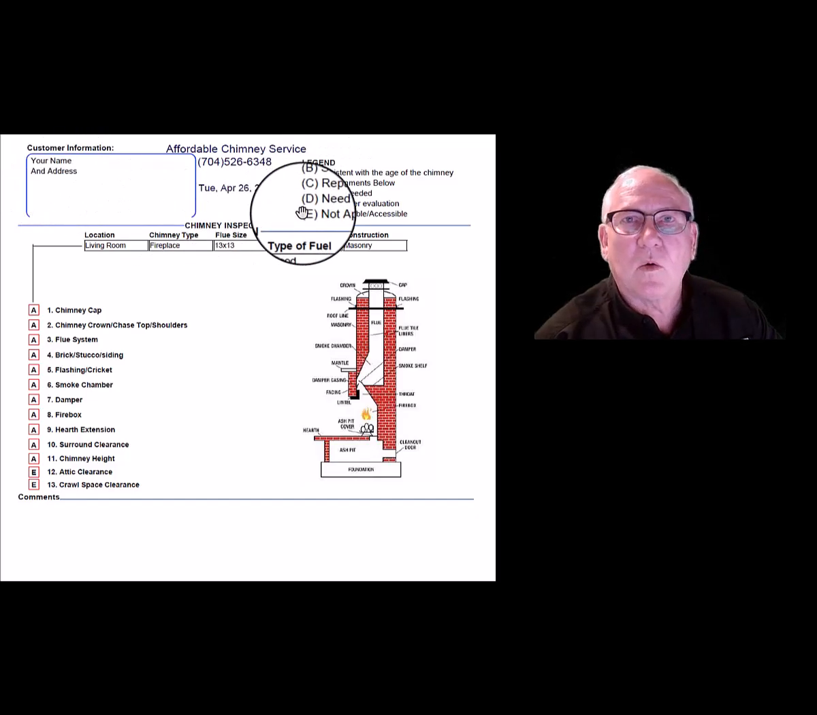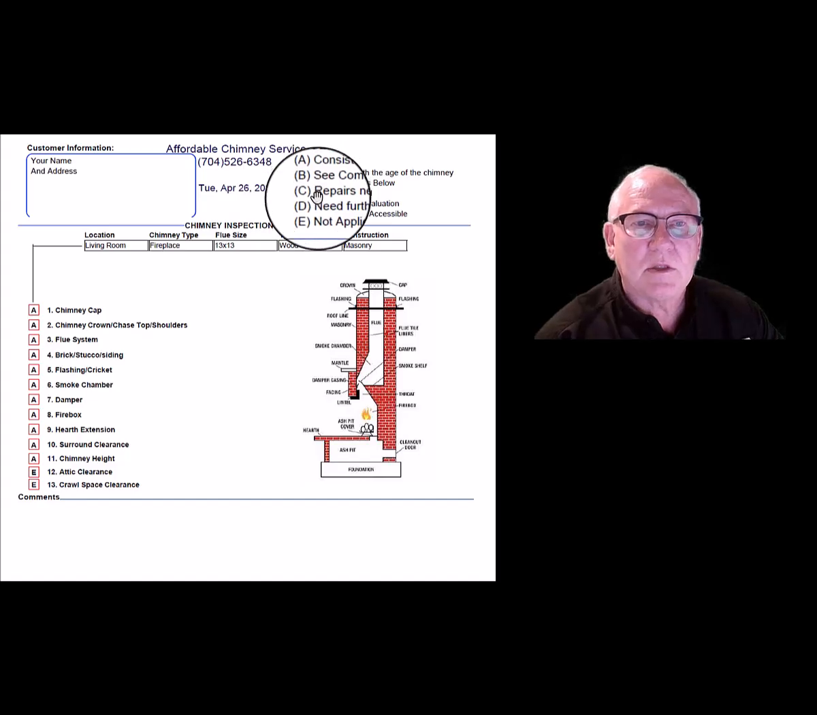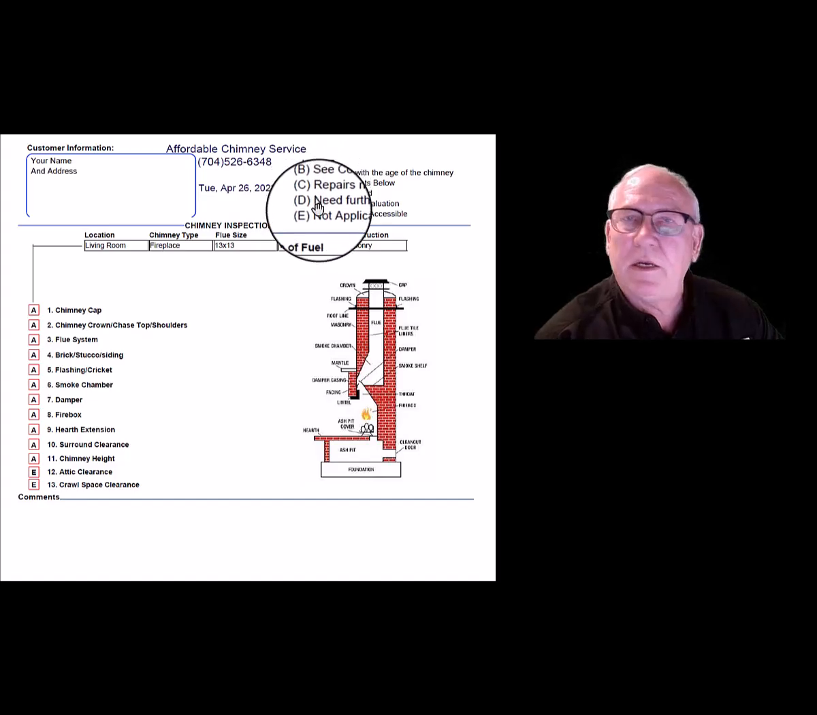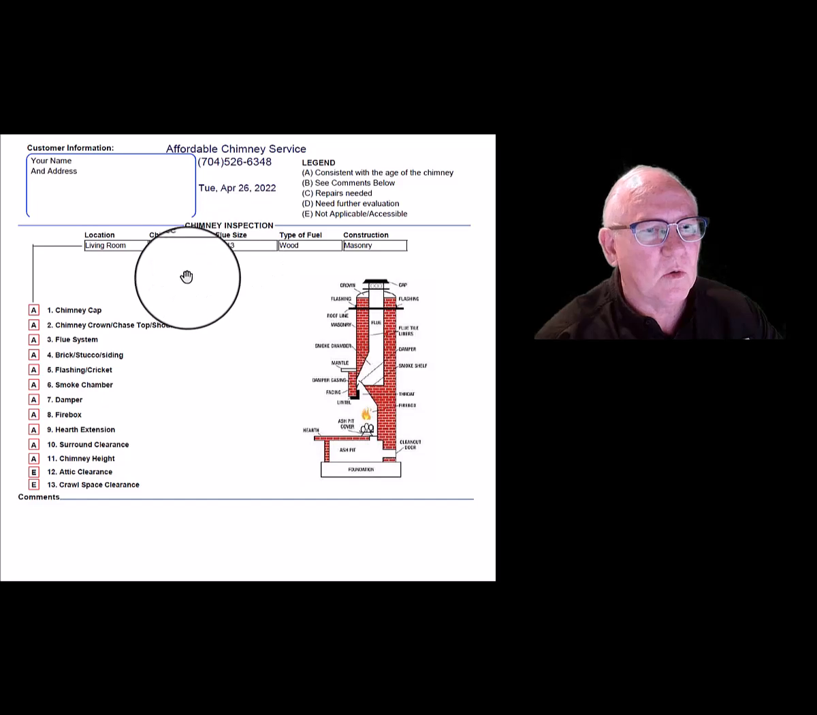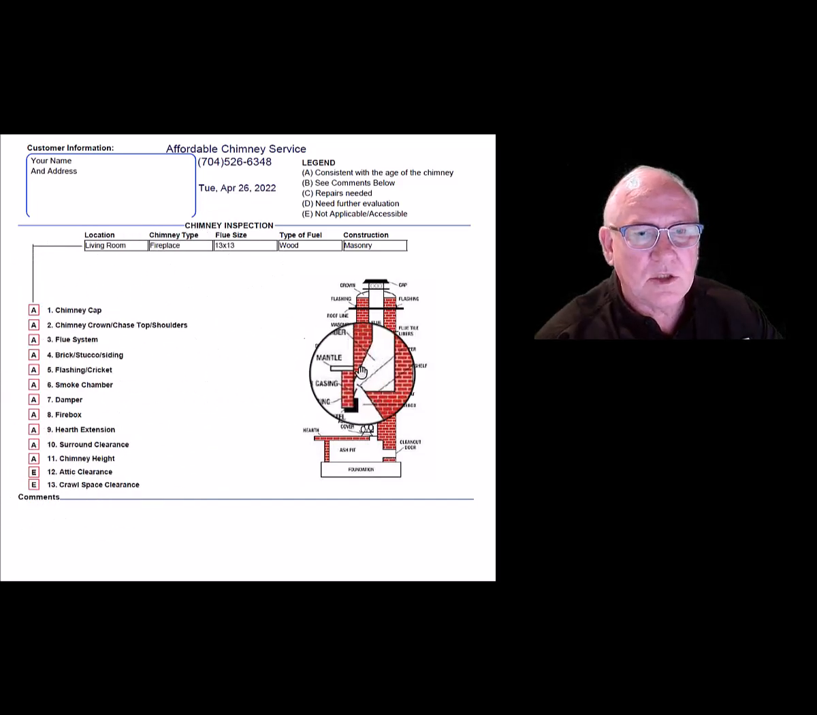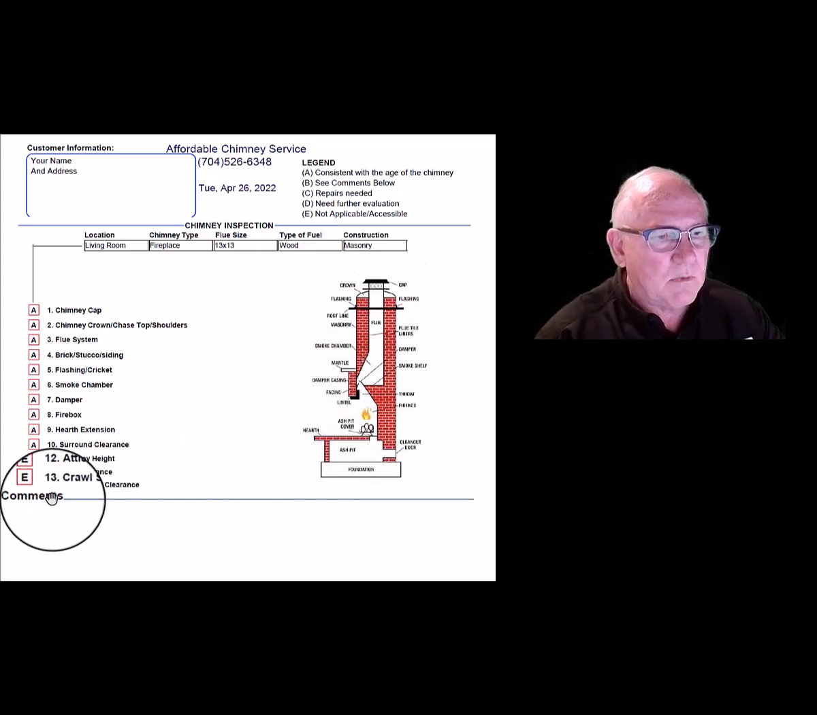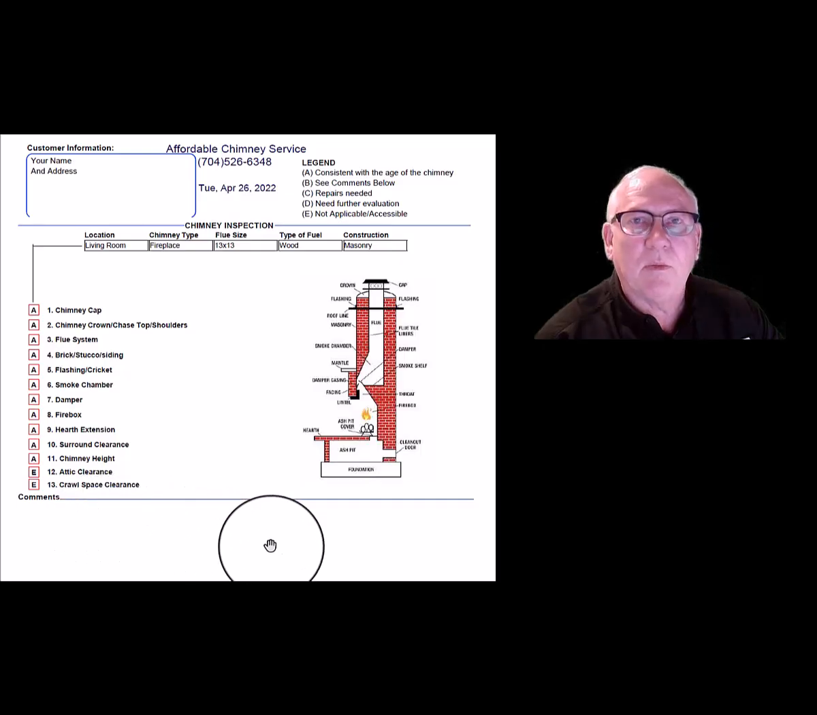Upper right-hand corner is the legend. Each one of these initials pertains to something. A is consistent with the age of the chimney. B, see comments below. C, repairs needed. D, need further evaluation, or E, not applicable. Those are placed into the boxes next to the parts of the chimney that can be easily identified in this diagram. And then, of course, we would put your comments right here below.